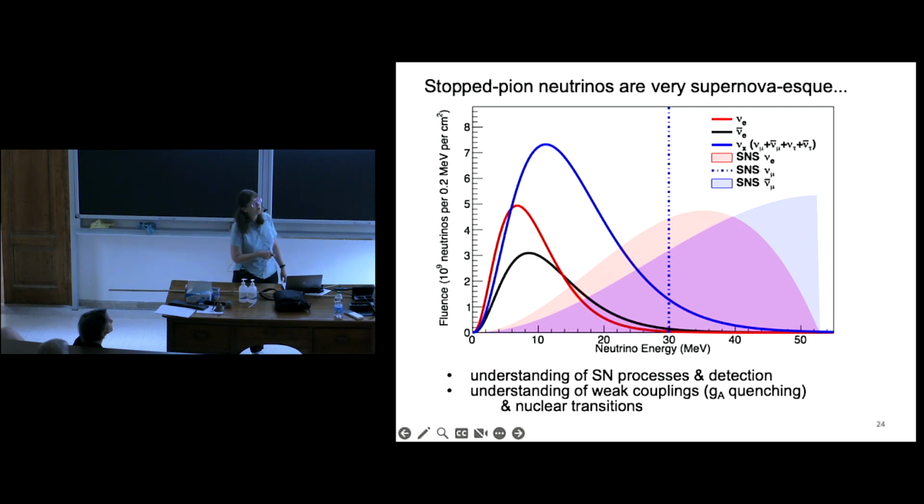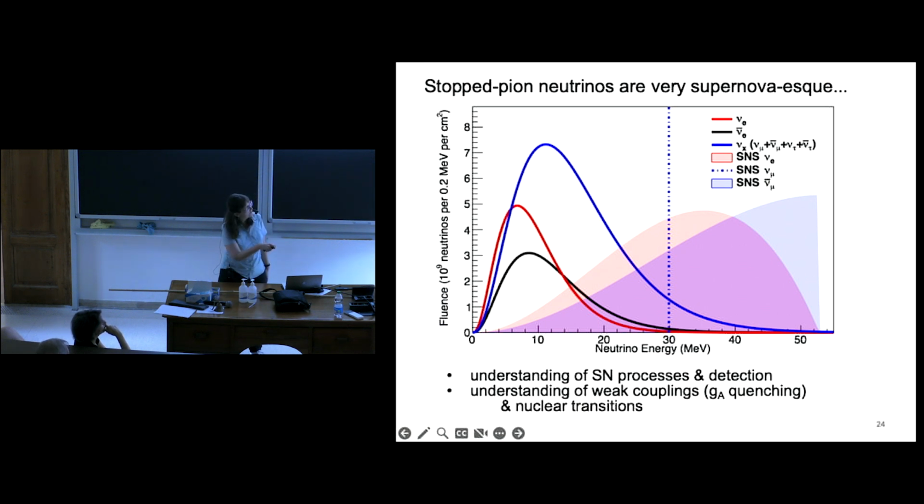It's a little bit harder than a supernova spectrum. This is just an example of a typical supernova spectrum in these lines over here for the different flavors: nu e, nu e bar, and nu x. And then superimposed here is a stopped pion spectrum. And so you can see there's quite a bit of overlap.